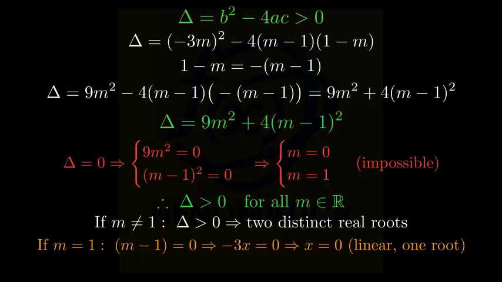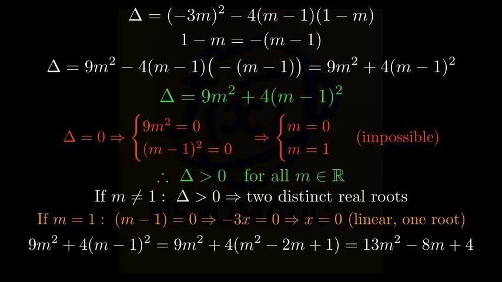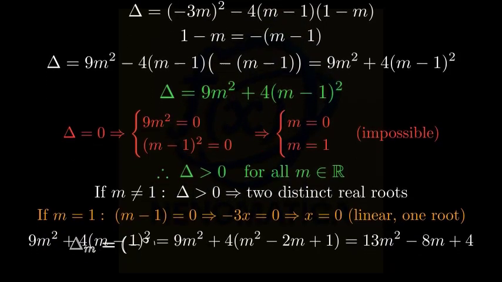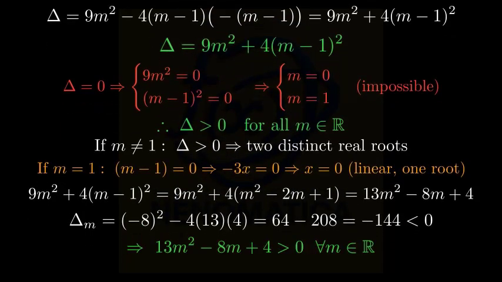As an alternative confirmation, expand 4 times (m minus 1) squared and combine with 9m squared. This gives 13m squared minus 8m plus 4. Its discriminant is (negative 8) squared minus 4 times 13 times 4, which equals 64 minus 208 equals negative 144, less than 0. With leading coefficient positive, this quadratic in m is always positive, matching our sum of squares argument.